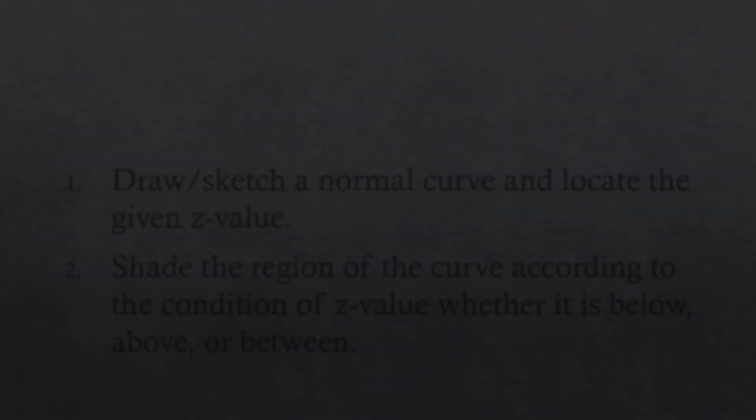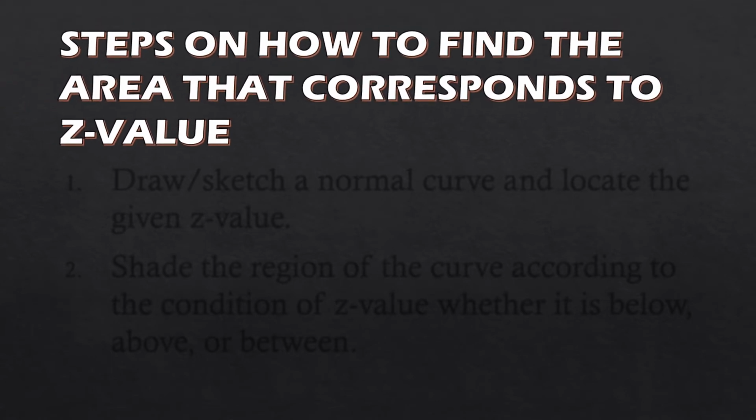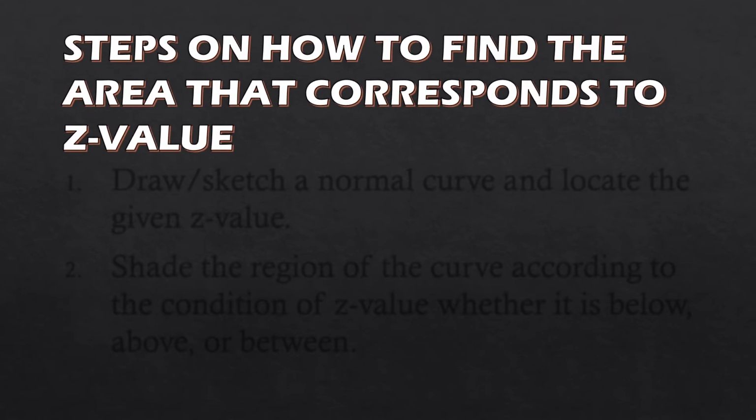Now, let us have the steps on how to find the area itself that corresponds to the z value. The table just represents the areas from the left of the z value. So what if there are other conditions, like to the right of the z value, in between of this z value, and so on? So here are the steps.